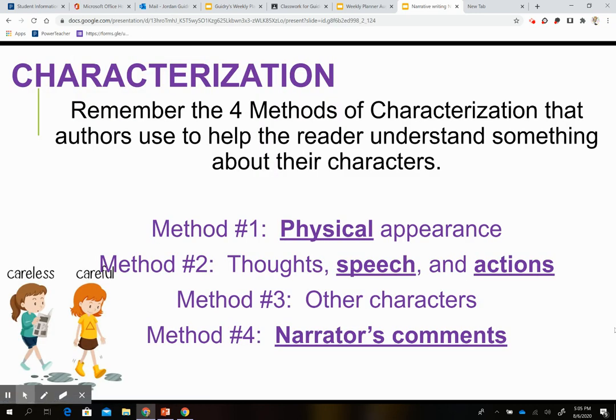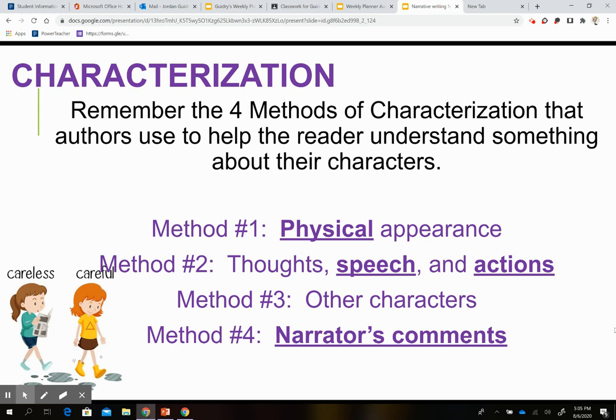Next, we have characterization. So there are 4 methods of characterization that authors use to help the reader understand something about characters. The first method is physical appearance. This is going to be how they describe a character. So if they describe a character as unkempt, holes in their jeans, stains on their shirt, unbrushed hair, haven't brushed their teeth, dirt on their face, you might say that they're describing that character as messy.